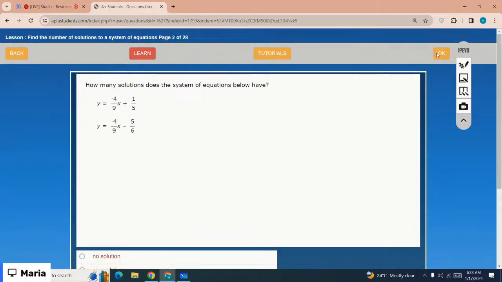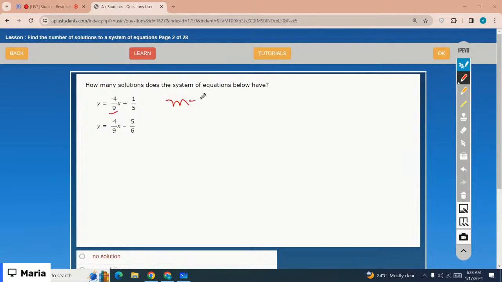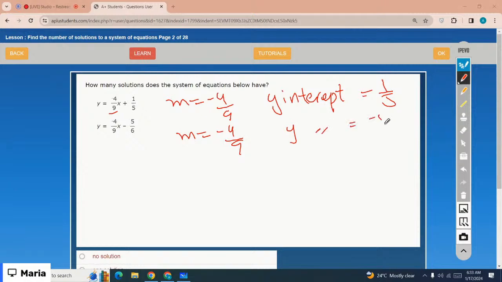Okay, the next one is how many solutions does the system of equations below have? Okay, let's just see. For the first equation, the slope is negative 4 over 9. For the second one, the y-intercept is 1 over 5. Look at the second equation. The slope is negative 4 over 9 and the y-intercept is negative 5 over 6. So see, for both the equations, the slopes are exactly same, but they have different y-intercepts, right? So when you have the same slopes and different y-intercepts, that means the lines must be parallel and they have no solution.